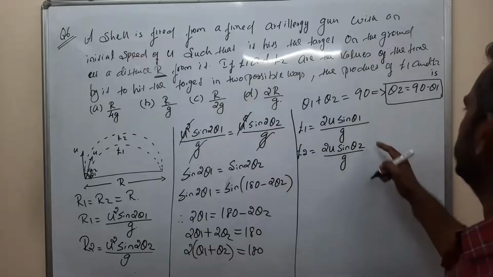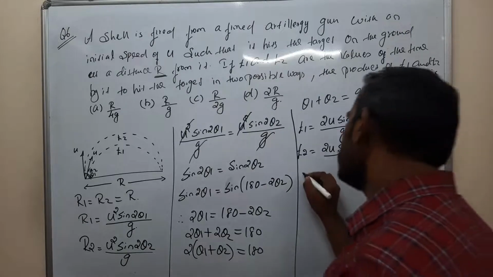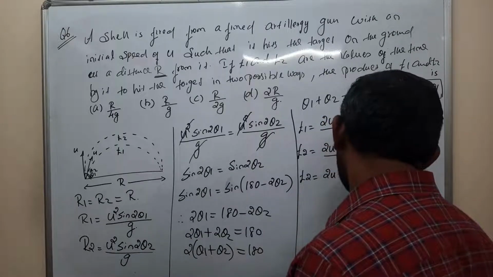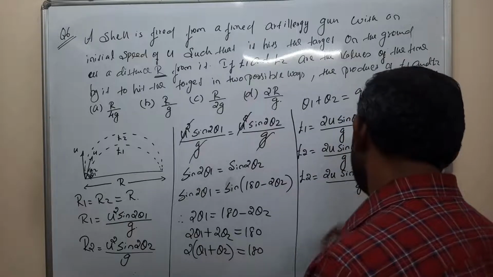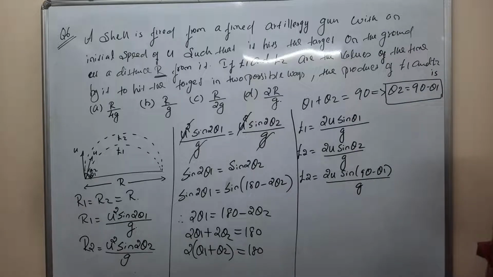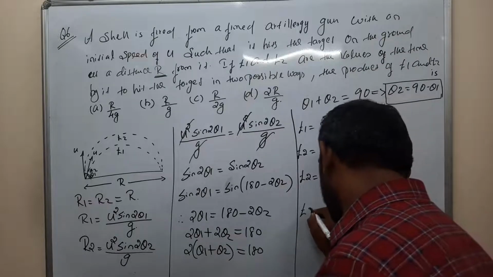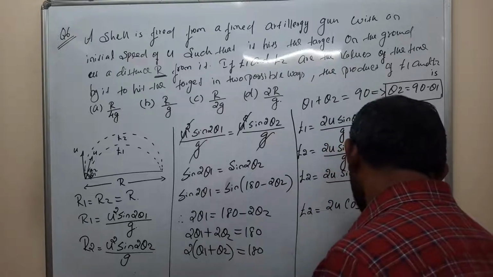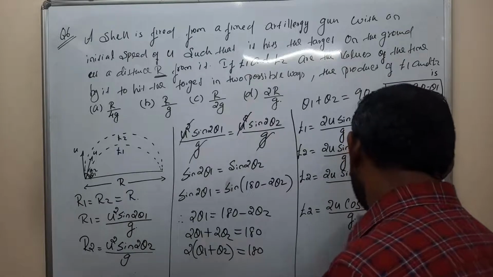Okay, so instead of theta 2 we can write 90 minus theta 1. t2 is equal to 2u sin(90 minus theta 1) divided by g. So sin(90 minus theta) is cos theta. Therefore t2 is equal to 2u cos theta 1 divided by g.